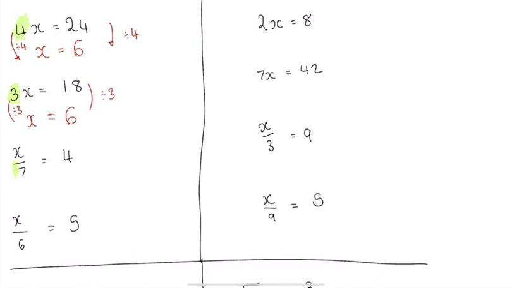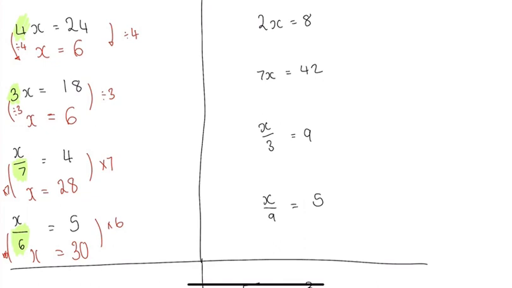So to get rid of the divide by 7, we need to do the opposite. Now the opposite of dividing is timesing. So we're going to times 7 on both sides, which gives me 28. Let's see how that works for this last one. So we've got x over 6 equals 5, so I want to get rid of that 6. So I've just got x on its own. To get rid of it, the opposite is to times by 6 on both sides. So I'm going to get left with x equals 30.